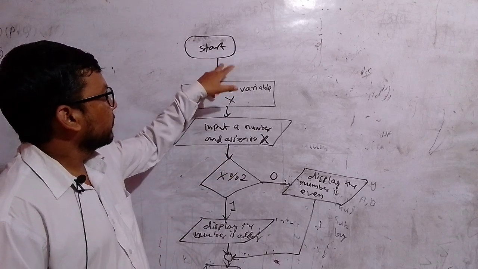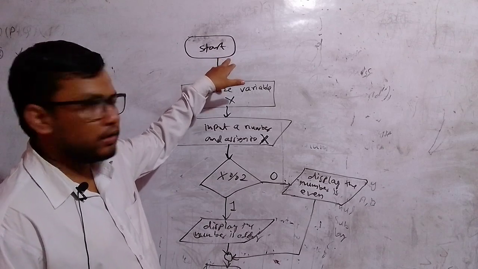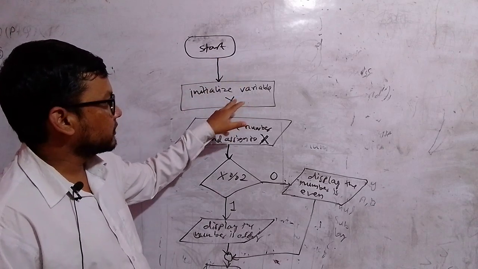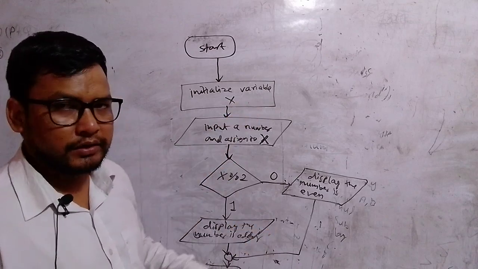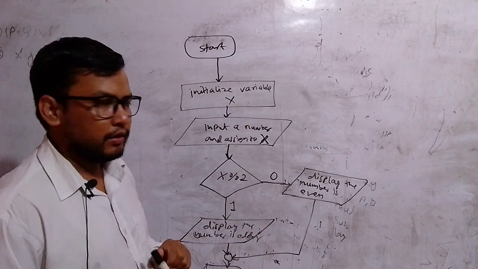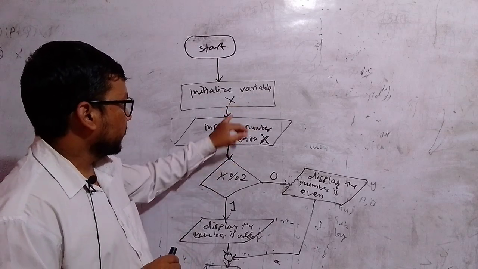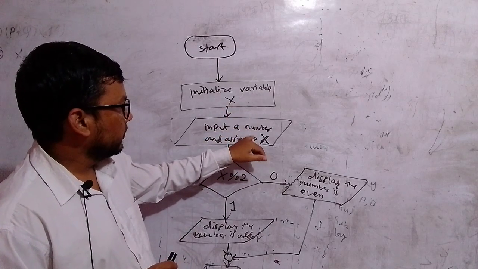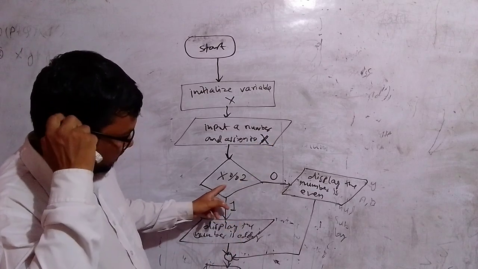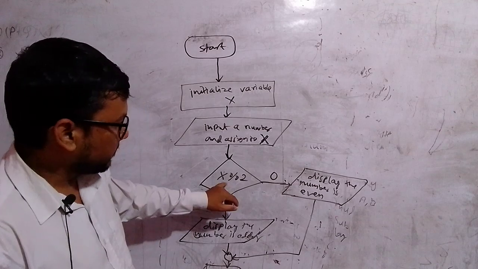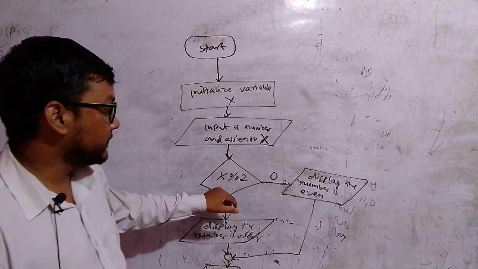Here we need to start. We are going to draw the flowchart. Initialize the variable x. That means we need to define the variable x. X reserves the required space in the memory, and we need to input a value and assign it to x, and then x division 2. We need to perform x division by 2 as the process decision.